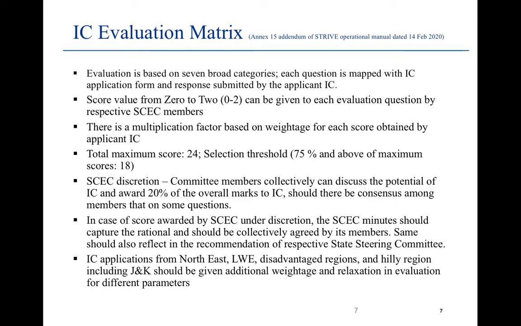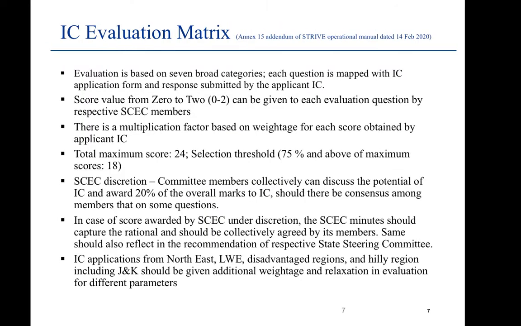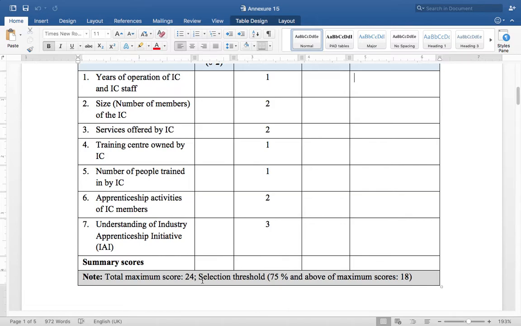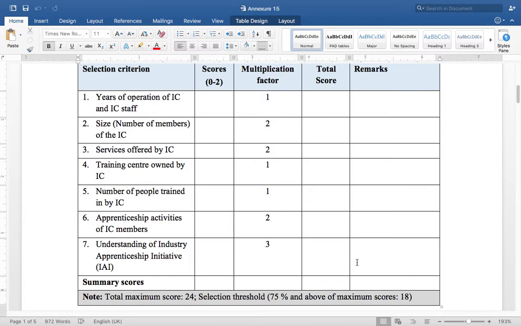So I'll just quickly take you through the evaluation sheet also, so that we can understand how it looks. Here, as we have mentioned in the earlier section, are the 7 broad questions. Scores can be provided from 0 to 2, so 0, 1 and 2, and there is a multiplication factor, as you can see. The total maximum value is 24, and the selection threshold value is 18. So any cluster securing 18 or more than 18 marks will qualify for shortlisting.